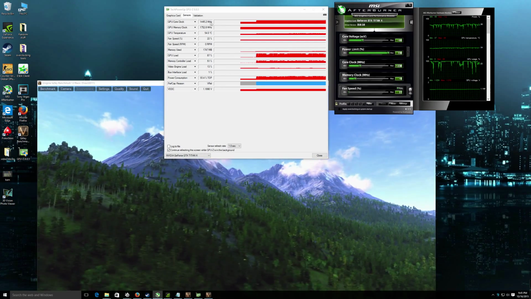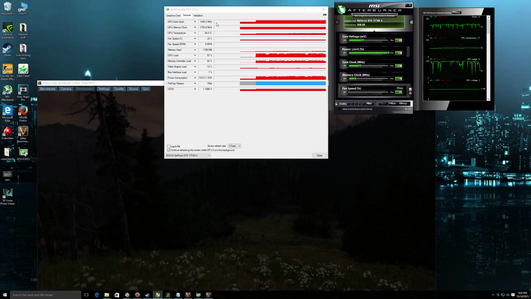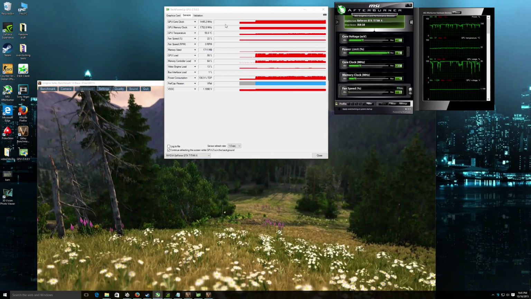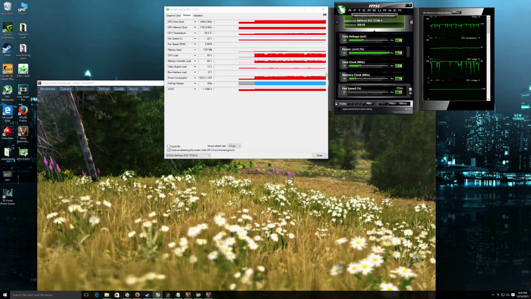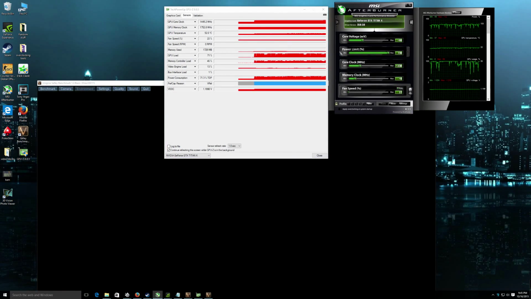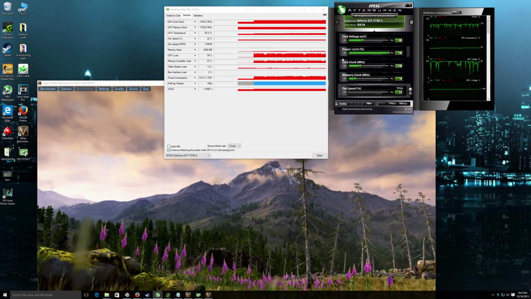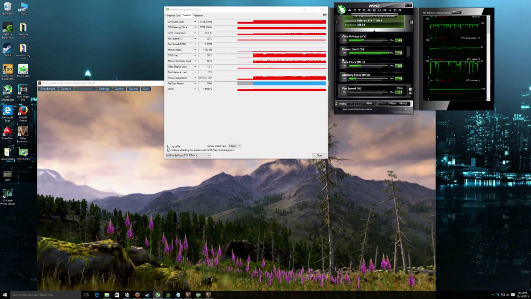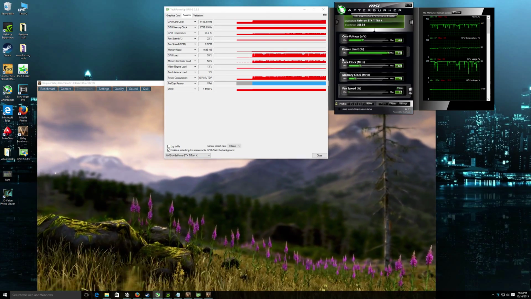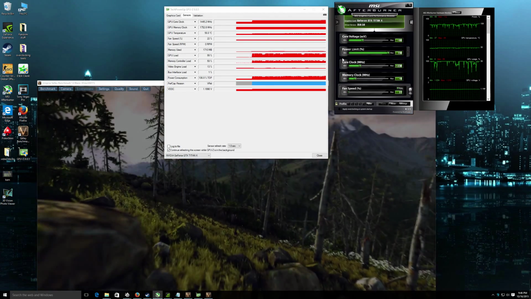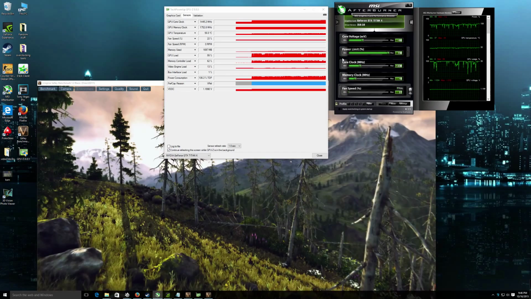230. And now we're at 1445 megahertz. And this is basically the process you're going to go through. You're going to be adding voltage and adding core clock, adding voltage, adding core clock. And it might crash in between because you didn't add enough voltage or you added too much core clock. It's just a balancing act to find how much voltage is required.